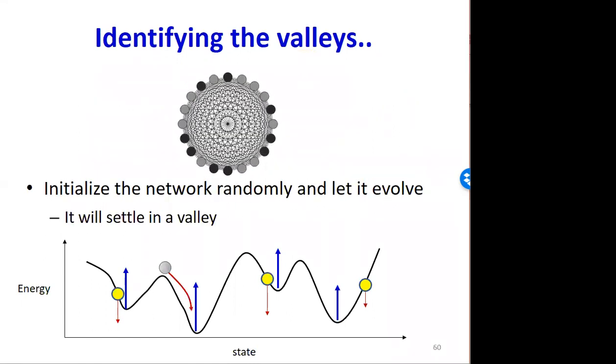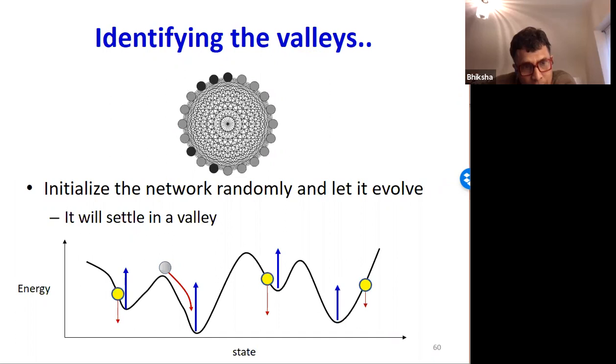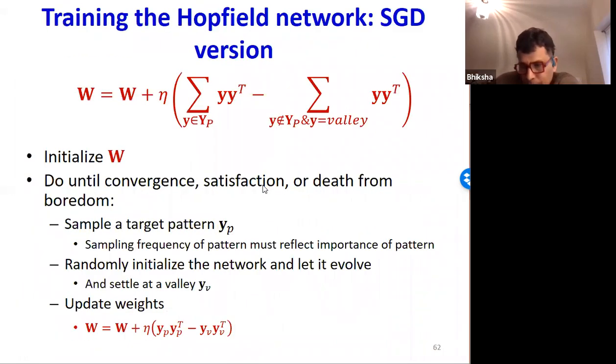So here's what I can do. I have an engineering solution. I can randomly initialize the network and let it evolve. And if I let it evolve, it's eventually going to stop at some point, and that's going to be a valley, right? I can repeat this a few times, and each time it's going to find a valley. So, and what is here?